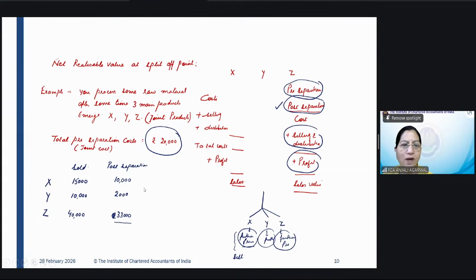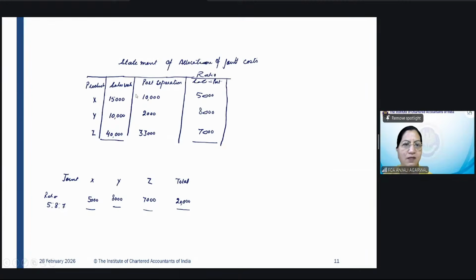So in order to allocate the pre-separation cost or the joint cost of 20,000, what we will do is sales minus post separation cost, and you will get a ratio in which joint cost is to be allocated. But here, since the total comes out to be exactly 20,000 only, this doesn't become a ratio, it becomes the share in pre-separation cost. 5,000, 8,000, and 7,000.